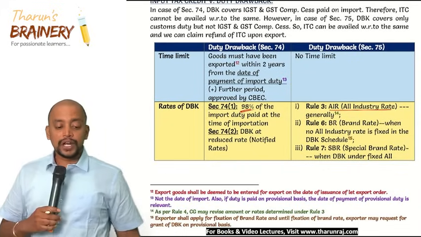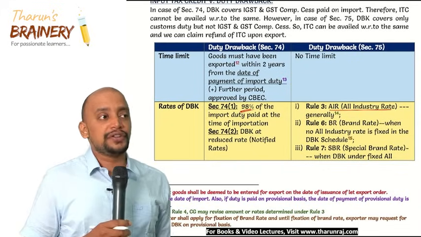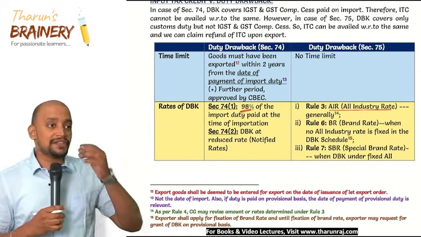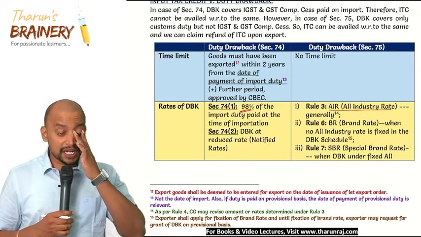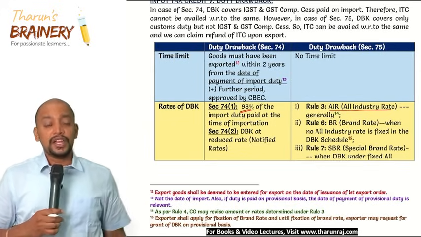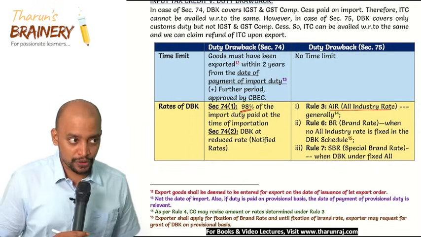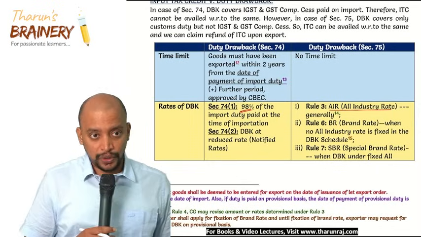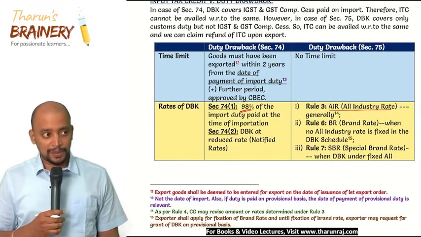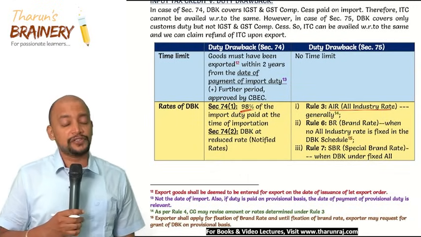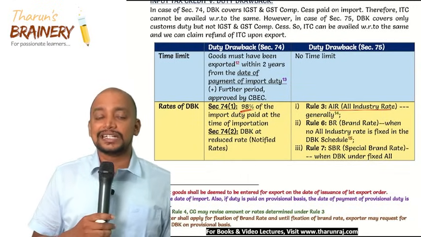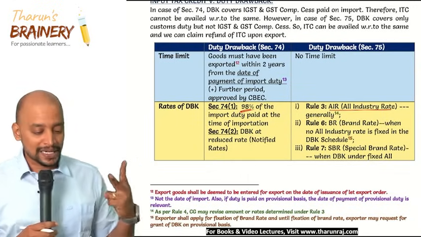Then look into the second point. What are the rates of duty drawback? In case of 74 subsection 1, when is 74 subsection 1 applicable? If imported goods are exported as such without use, how much duty drawback will you get? 98% of customs duty paid, which means literally the loss to you is 2%.